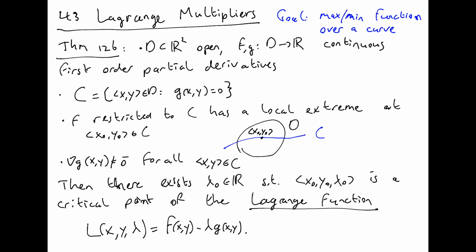Okay, so let me explain how we can use this theorem. It tells us that whenever we have a local extreme, it must be a critical point of the Lagrange function. So, therefore, if we find all critical points of the Lagrange function, we're going to find all the local extremes of f. And then later, we can just take the maximum of those to find the global maximum.